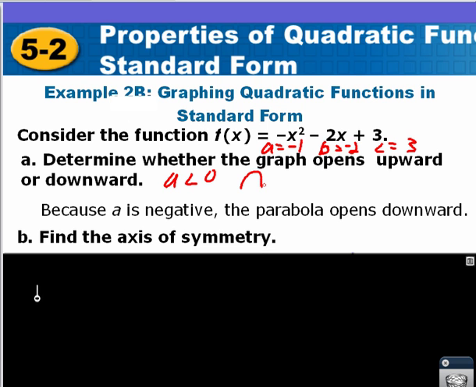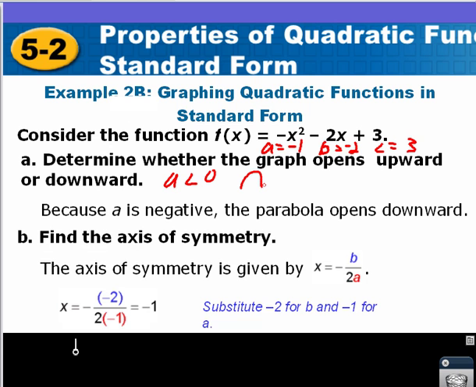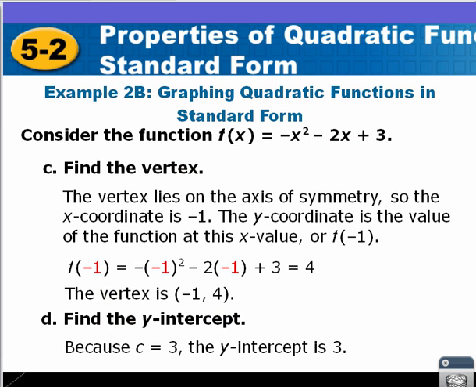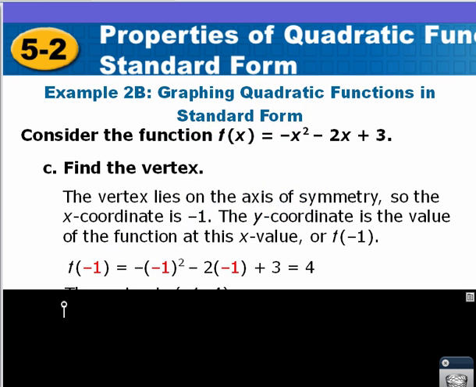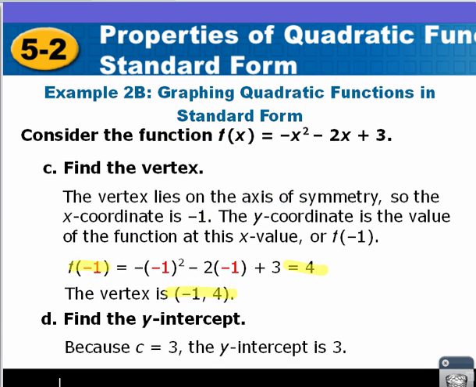Find the axis of symmetry, again, -b over 2a. If we plug them in, we end up with an axis of symmetry at -1. And then moving on to find our vertex point, we plug x equal to -1 into the equation, as we did here, and we get a vertex of (-1, 4). And then lastly, our y-intercept is just 3.